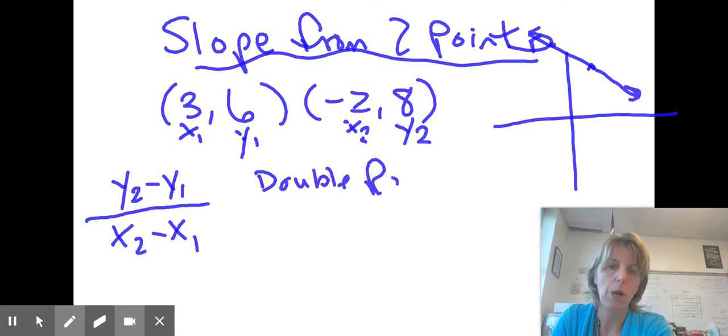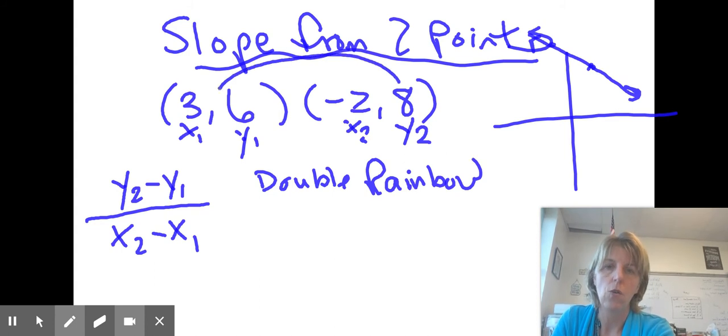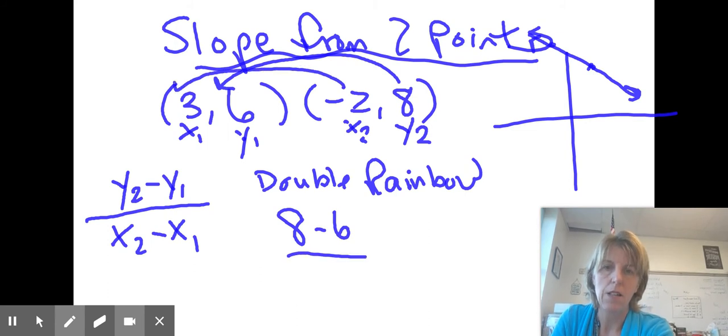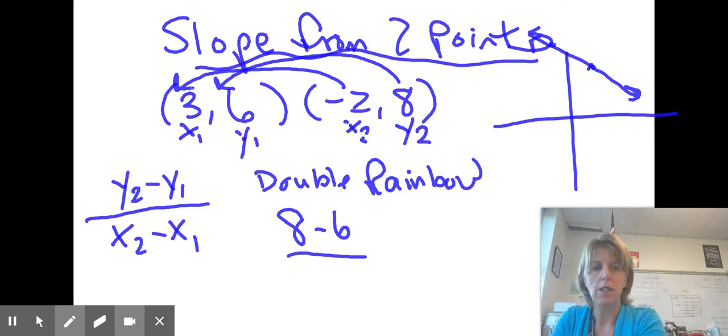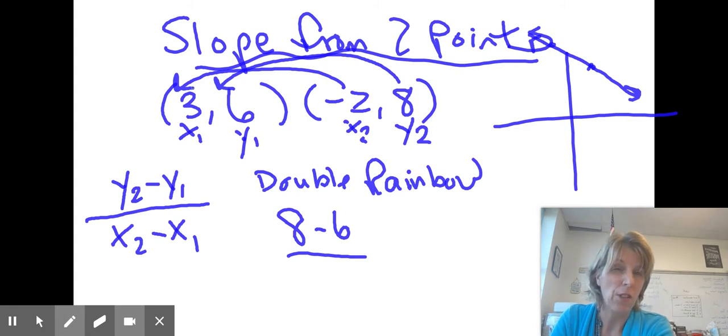It's a double rainbow problem is what I call it. So I want to go y minus y, so it's going to give me 8 minus 6, and then x minus x. See the double rainbows? And it always goes right to left, right to left. It always goes in this direction, right to left. It never goes the other way. So you're going to get the same answer either way, honestly.